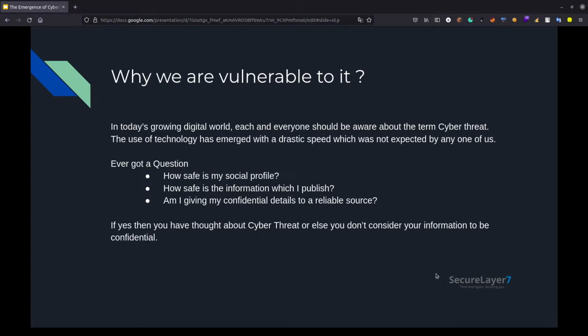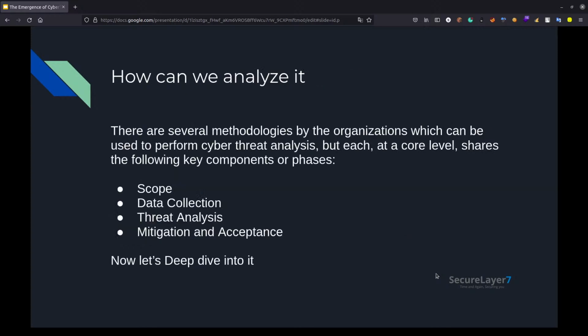Now, let's move on to the next slide about the process. How can we analyze the cyber threat, and what are the processes of it? So, how can we analyze it? There are several methodologies used by organizations to perform cyber threat analysis, but each at a core level shares the following key components or phases.